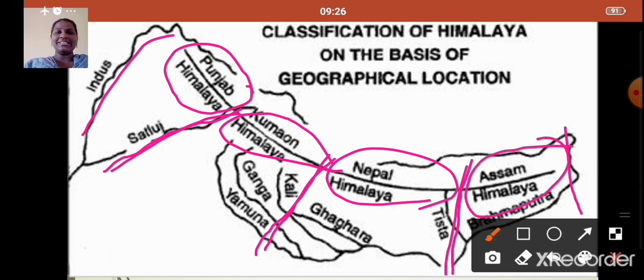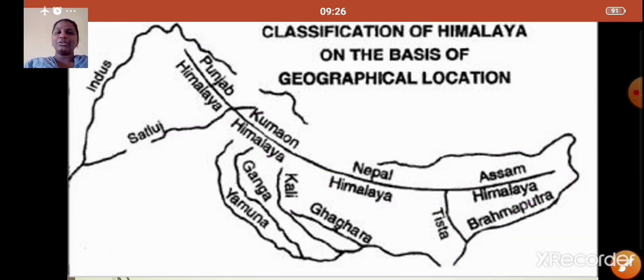I hope it is clear, students. So you need to remember this. Punjab Himalayas, the part of Himalayas lying between river Indus and Satluj. Kumaon Himalayas lie between the river Satluj and river Kali. Nepal Himalayas lie between the river Kali and river Tista. Assam Himalayas between the river Tista and river Dihang. I hope you will remember this.